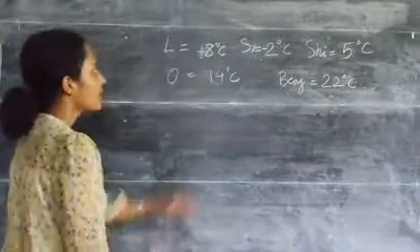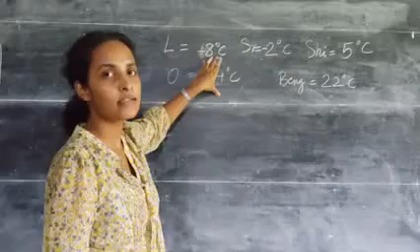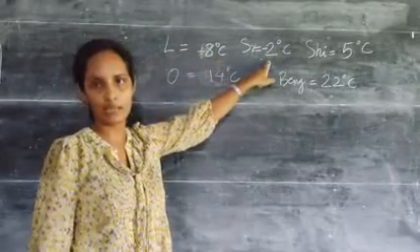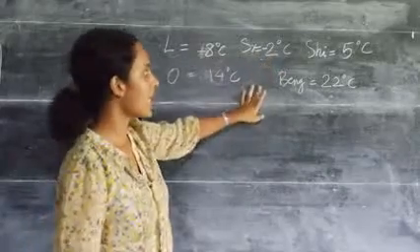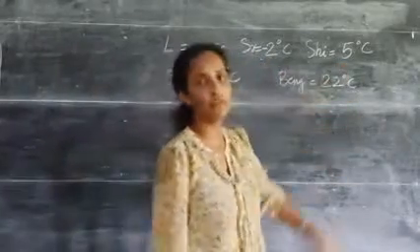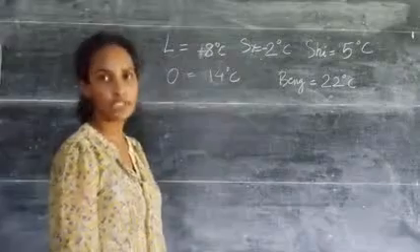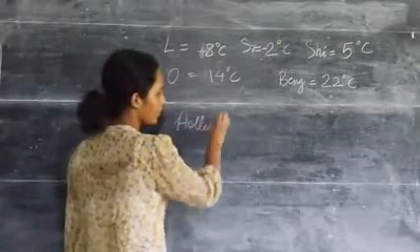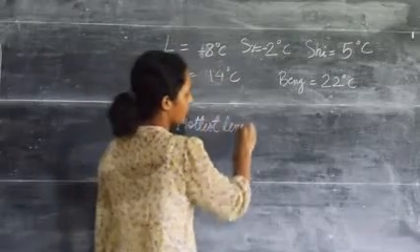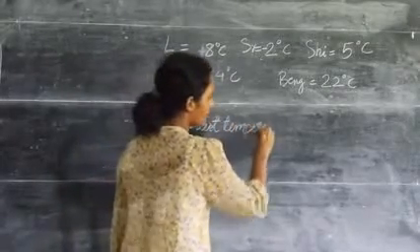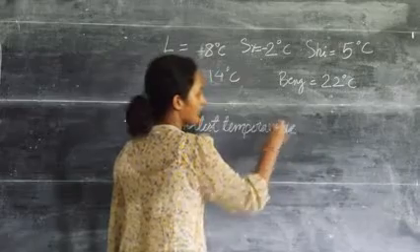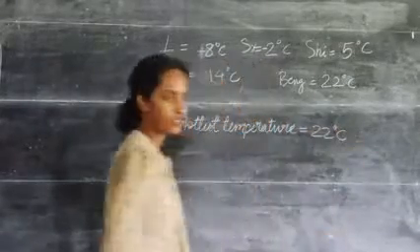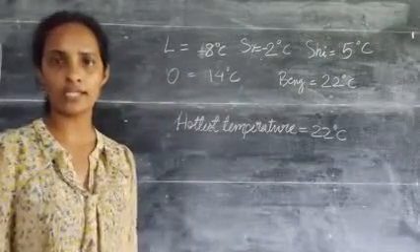Now looking at this, which one is the highest number here? Minus 8, minus 2 are definitely going to be less because they are negative numbers, right? So which one is the highest? 22 is the highest. So, hottest temperature means the highest temperature, right? So the hottest temperature is 22 degrees Celsius. Yes or no? 22 degrees Celsius is the hottest temperature, right?